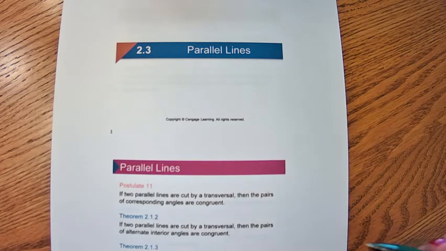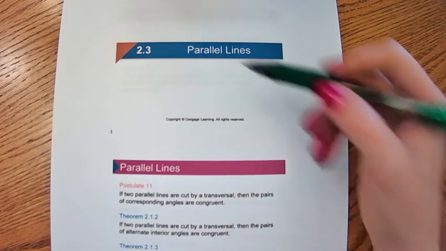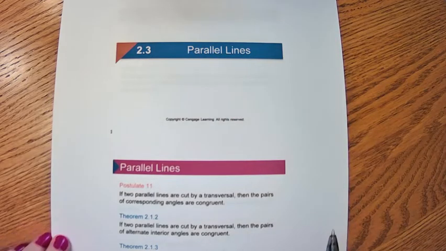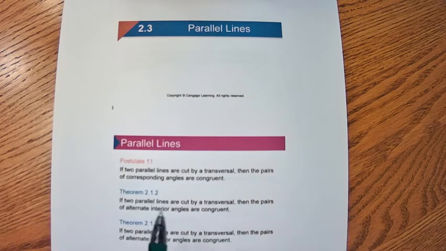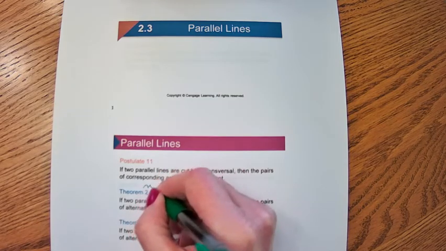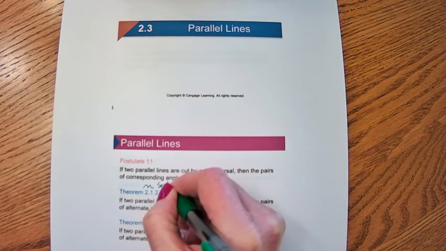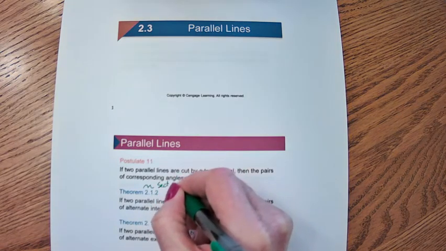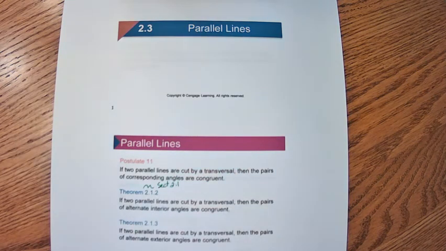We're going to continue to look at parallel lines cut by a transversal in section 2.3, and we've already gone over these postulates. I've also talked about the naming conventions here. So here we have theorem 2.1.2. That means that this was covered in chapter 2, section 1. This was covered in section 2.1, which we have already covered. So we've seen this material before.